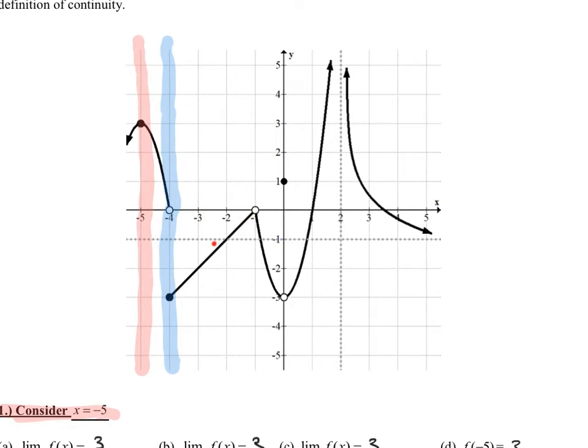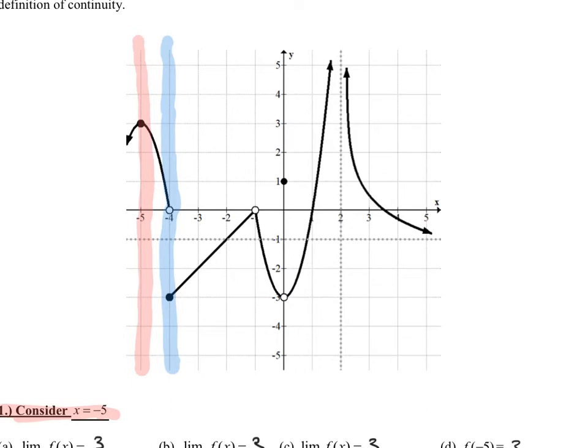The limit from the left is 0. What if I came in from the right? Well, my y value approaches negative 3. The limit from the right is negative 3. So again, from the left it approaches 0. From the right it approaches negative 3. Those two things don't agree with each other. And since the left and the right don't agree, here we would say the limit as x approaches negative 4 of f of x does not exist.